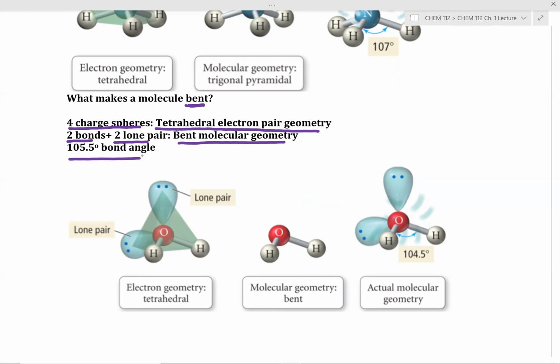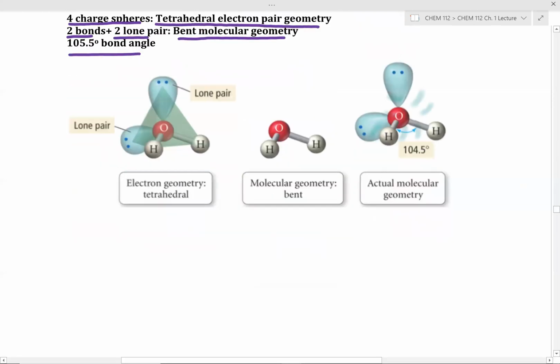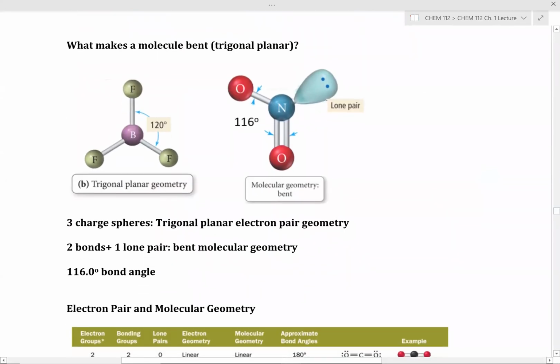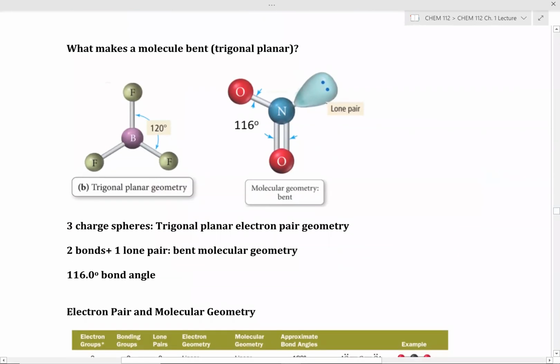Any questions so far? These are the 2 molecular geometries from the tetrahedral superclass. If we don't have any other questions, let's now talk about our derivatives for our trigonal planar geometry. So what makes a molecule bent for the trigonal planar geometry? So we call this bent, in parentheses, trigonal planar.